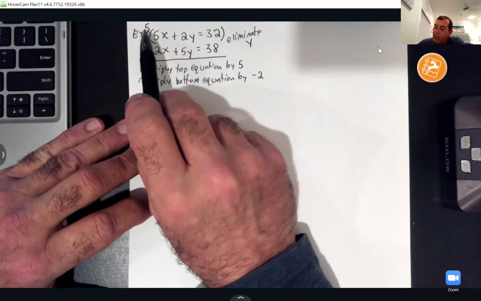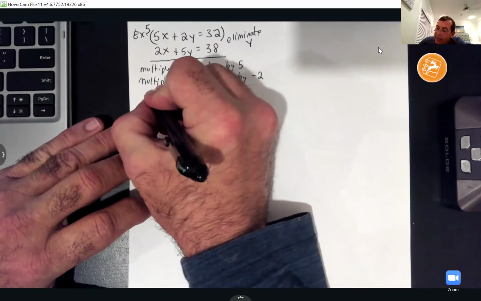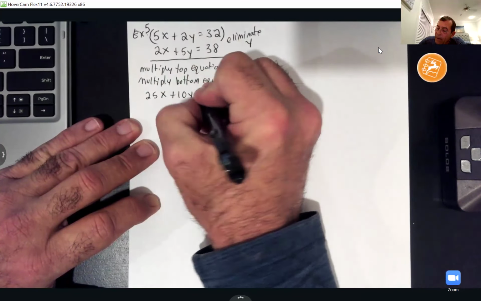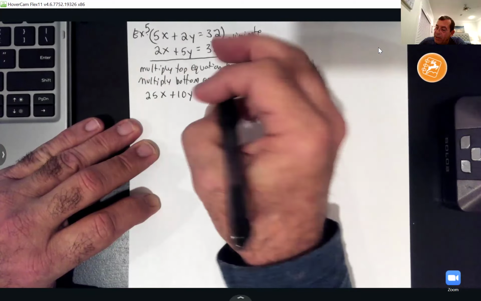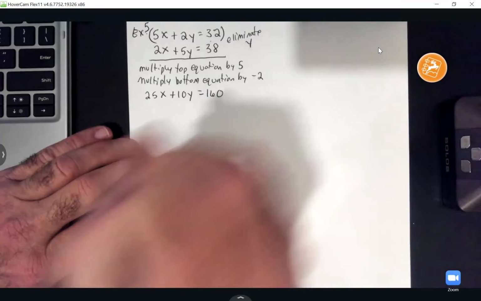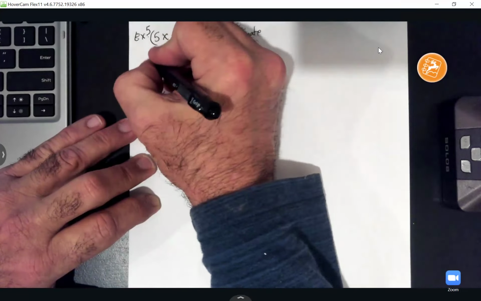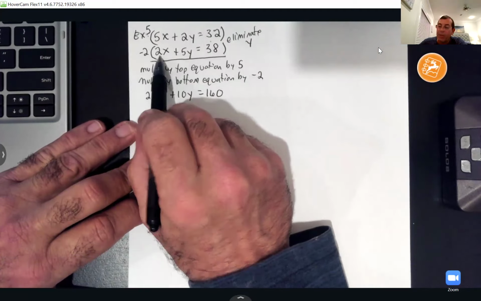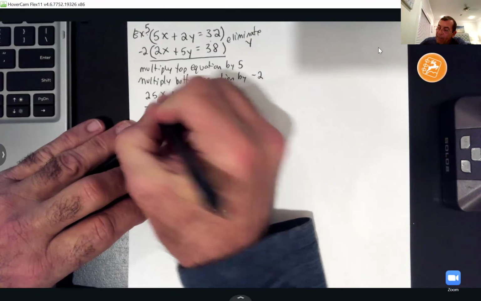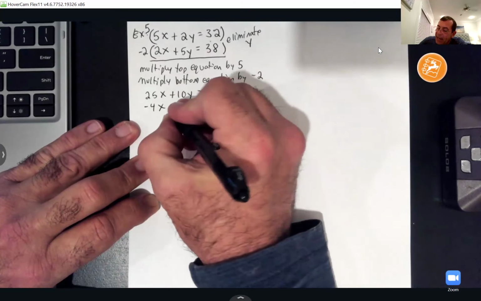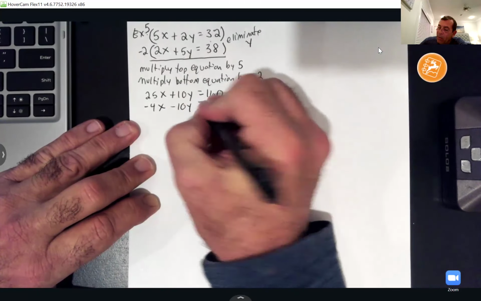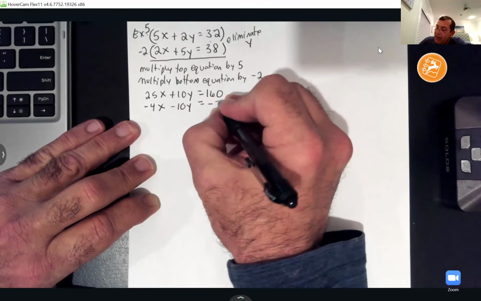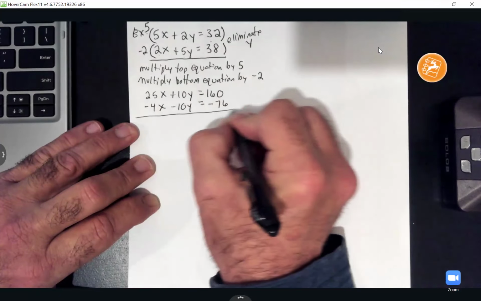So let's see what that's going to give me. 5 times 5 is 25 x's. 5 times 2 is 10y. 5 times 32, that's like 160. Now, this row we're going to multiply by -2, we said. So -2 times 2 gives me -4x. -2 times 5 is a -10y. So that worked out like we wanted. -2 times 38 is a -76.